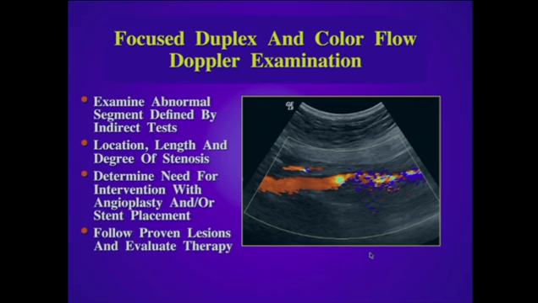Many times we prefer to do a focused duplex and color flow Doppler examination to examine the abnormal segments defined by our indirect tests. This allows us to determine the location, length, and degree of stenosis that is suggested by those indirect studies. We can also use the examination to help determine the need for intervention with angioplasty and/or stent placement. And we can also follow patients that have been treated either with angioplasty or stent placement and follow the progression of known disease.